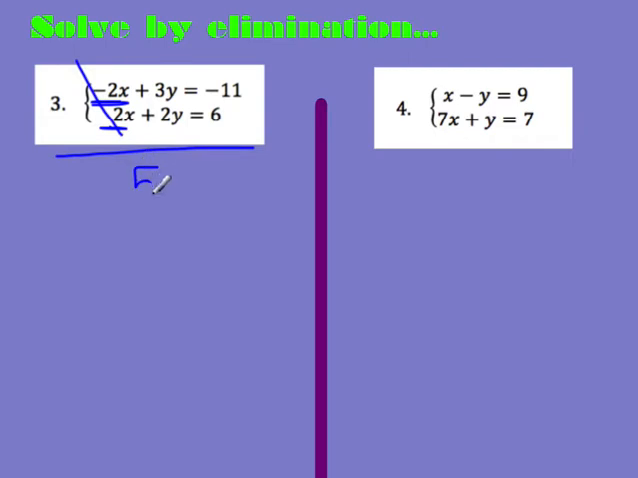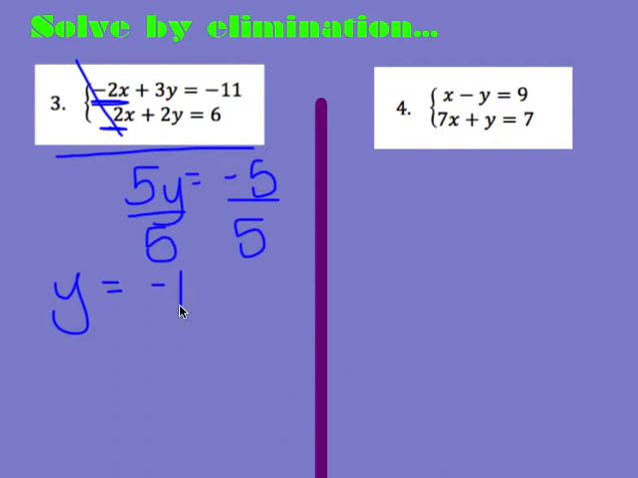3y plus 2y is going to give me 5y. Negative 11 plus 6 is going to give me a negative 5. So now I'm ready to solve this for y. Since that 5 is being multiplied by the y, I can go ahead and divide both sides by 5. So I end up getting that y is equal to a negative 1.